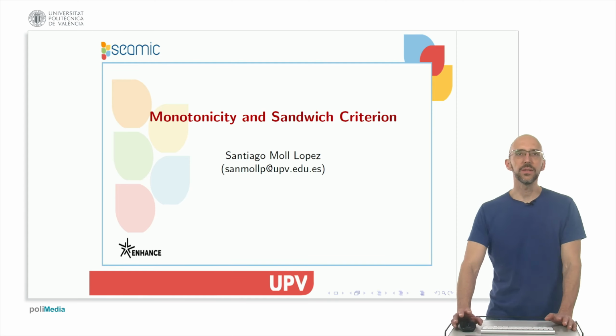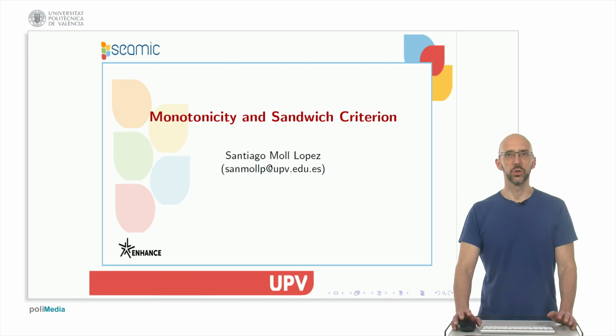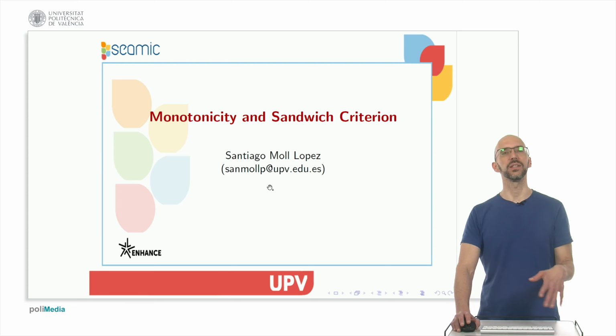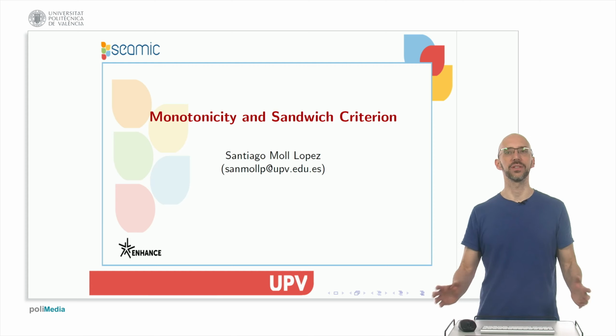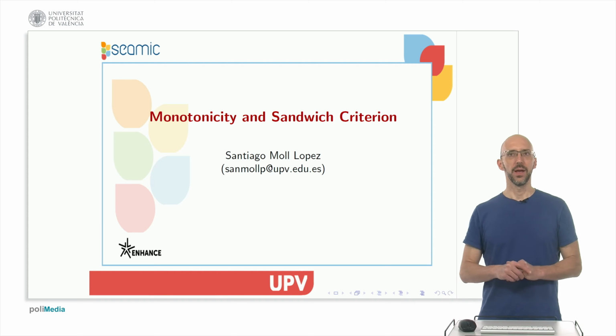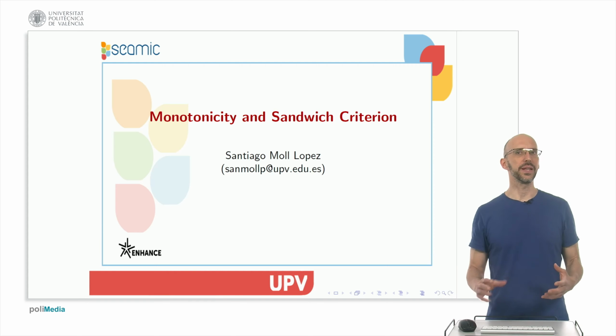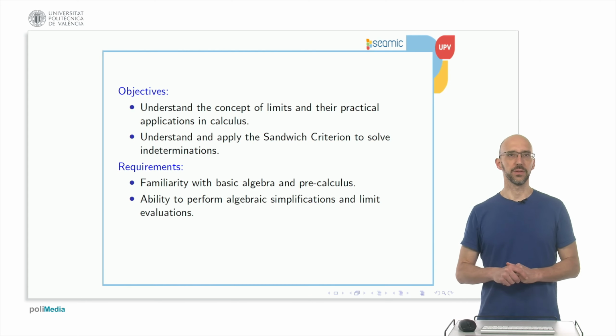Hello guys! In this video we are going to talk about two tools in order to calculate limits. One is the monotonicity of the limit, sorry for the word, it's very dangerous, and the sandwich criterion. Both are important. In fact, they are somehow related. Let's see the objectives of this video.